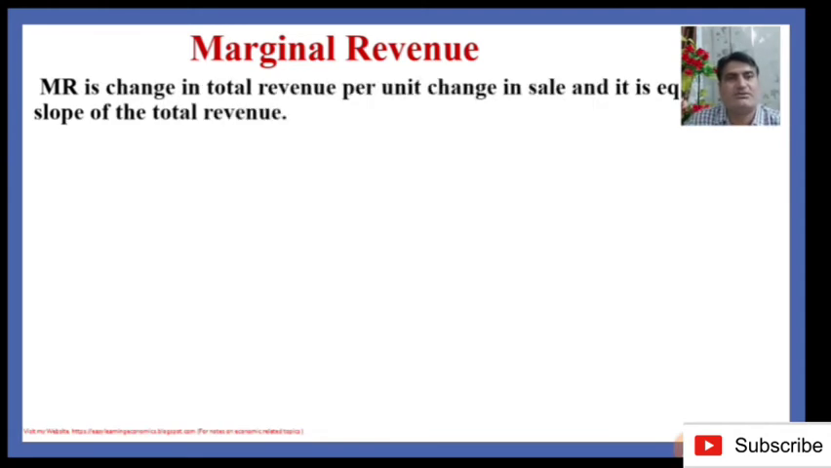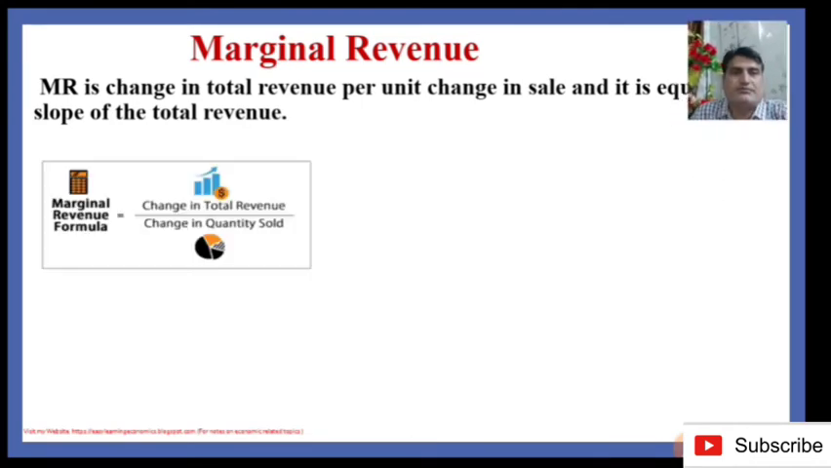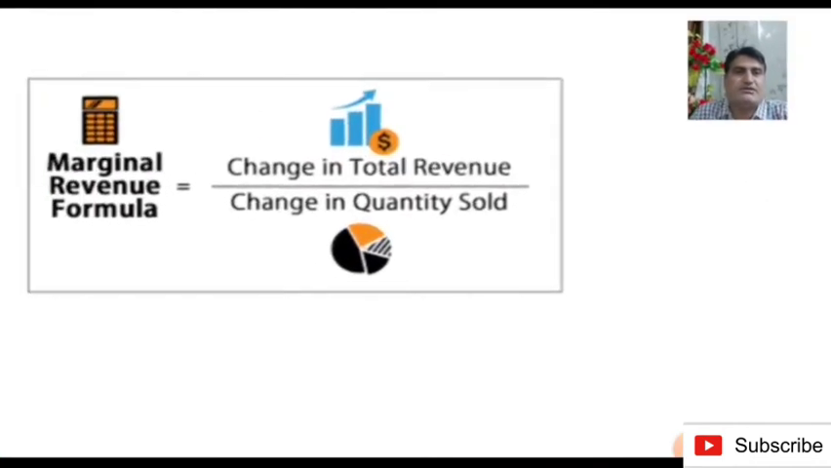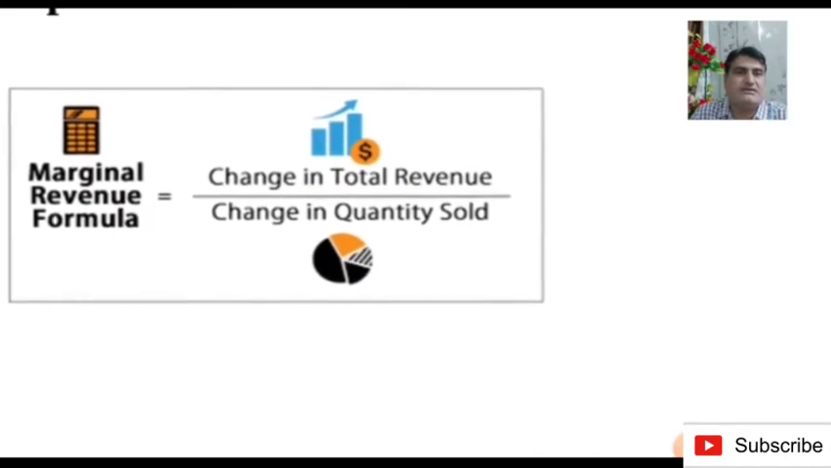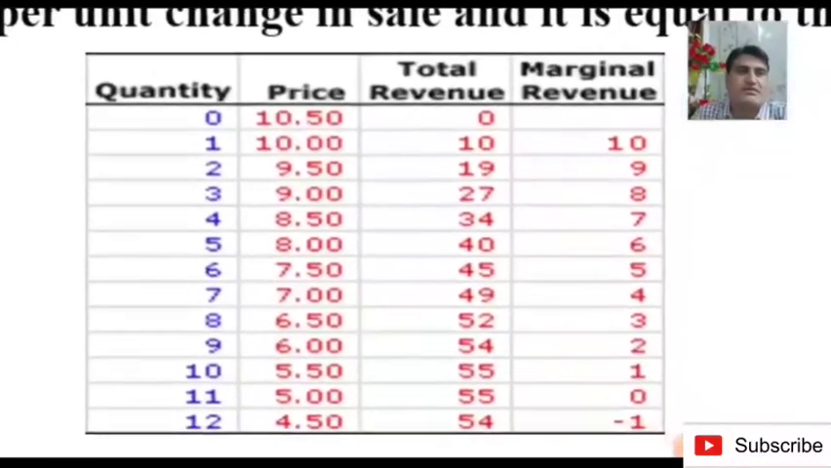So the marginal revenue is the change in total revenue per unit change in sales, and it is equal to the slope of the total revenue. The formula for marginal revenue is the change in total revenue divided by the change in quantity sold. This table will be helpful to understand marginal revenue.